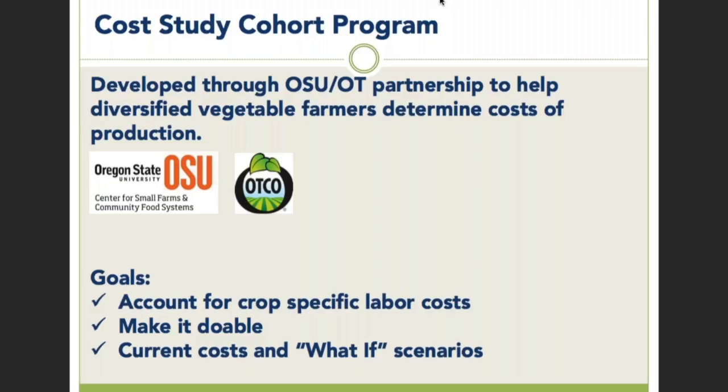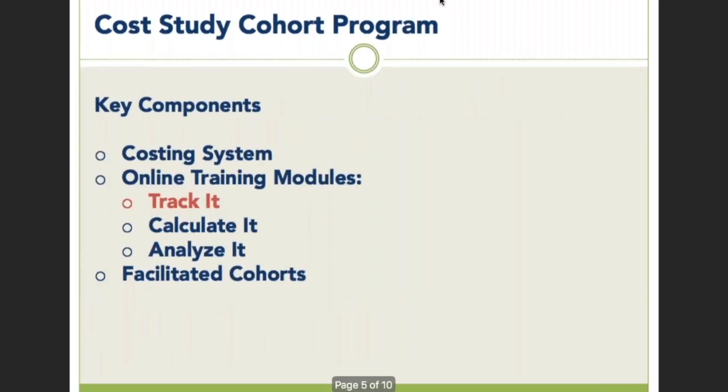So the Cost Study Cohort Program is actually a 12 to 14 month long program, and it's based on using a costing system that we've developed, again, to look at crop-specific costs of production. And participants in this program access a few different online training modules which walk them through using the costing tool that we've developed. And the first section of the module is the Track It section, and we're going to do a bit of a preview of that section today, and you'll actually do a bit of an exercise in that section. But the idea in that section is to start to identify exactly what kind of labor activities you are going to need to track on your farm during the season so that you can determine your crop-specific costs.